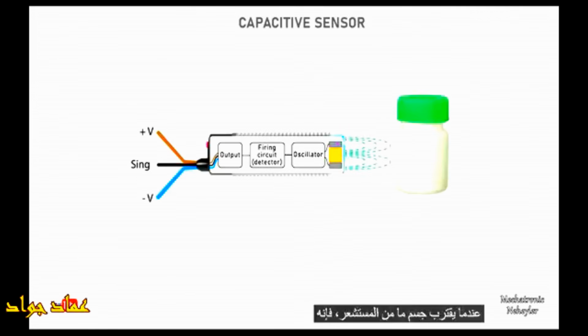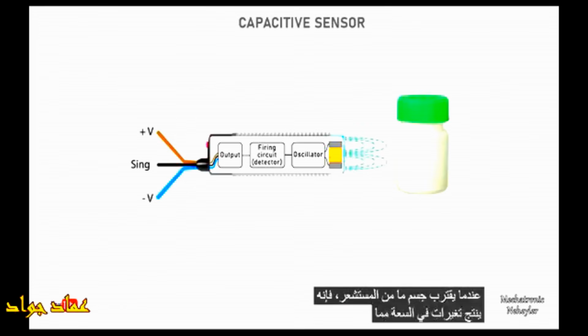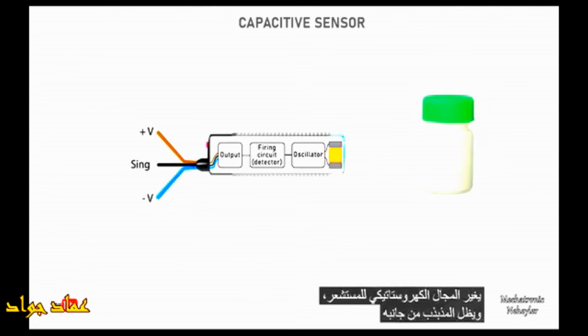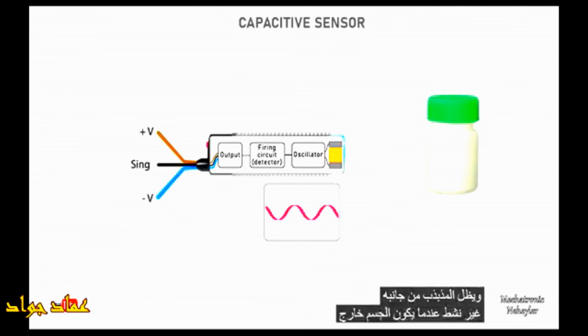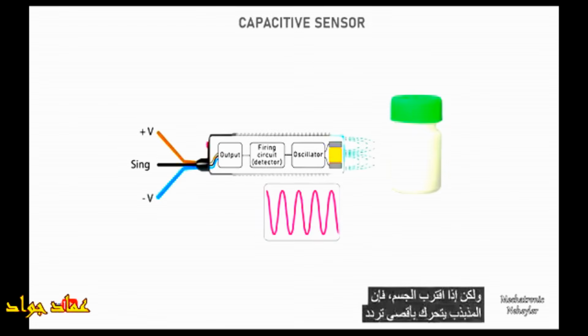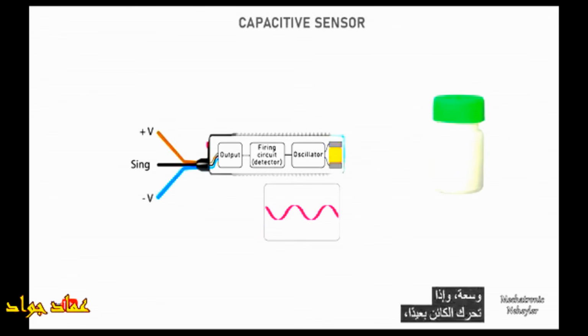When an object approaches the sensor, it produces changes in capacitance, which alters the sensor's electrostatic field. The oscillator, for its part, remains inactive when the object is outside the electrostatic field produced by the dielectric plates. But, if an object gets closer, then the oscillator moves at maximum frequency and amplitude. If the object moves away, the oscillator returns to its default state.